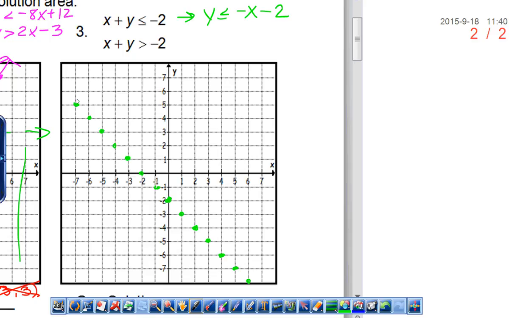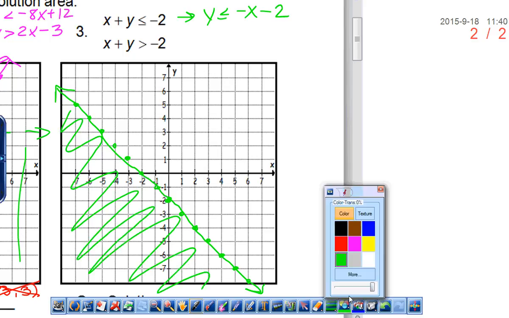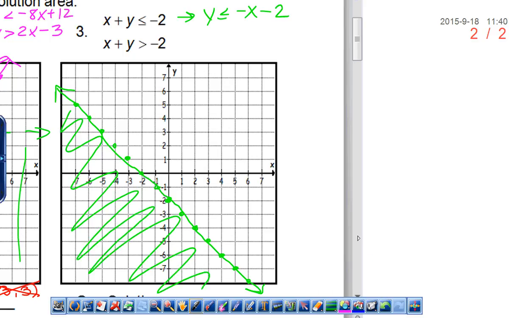Solid line or dotted? Solid. Shade above or below? Below.